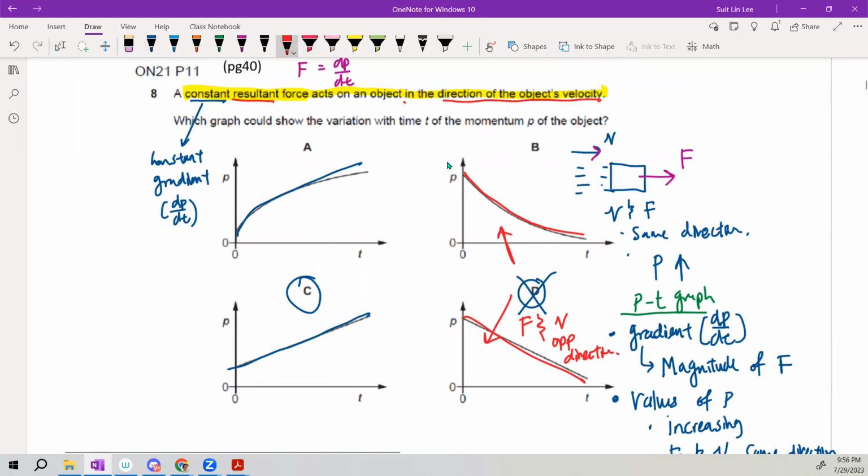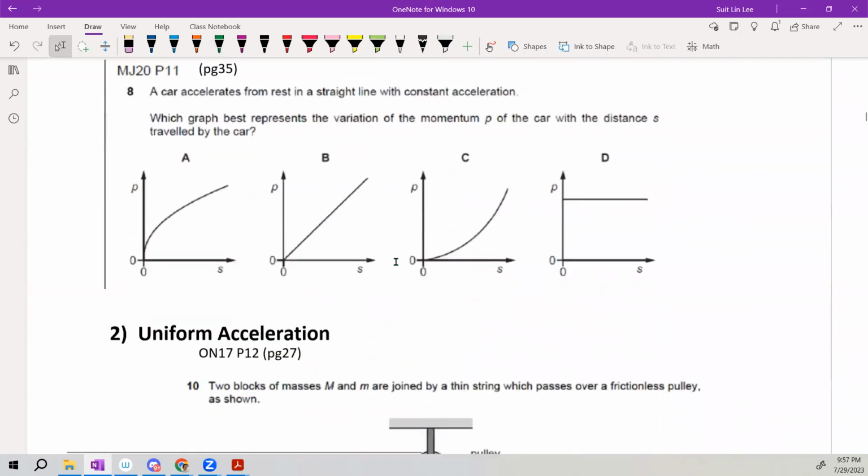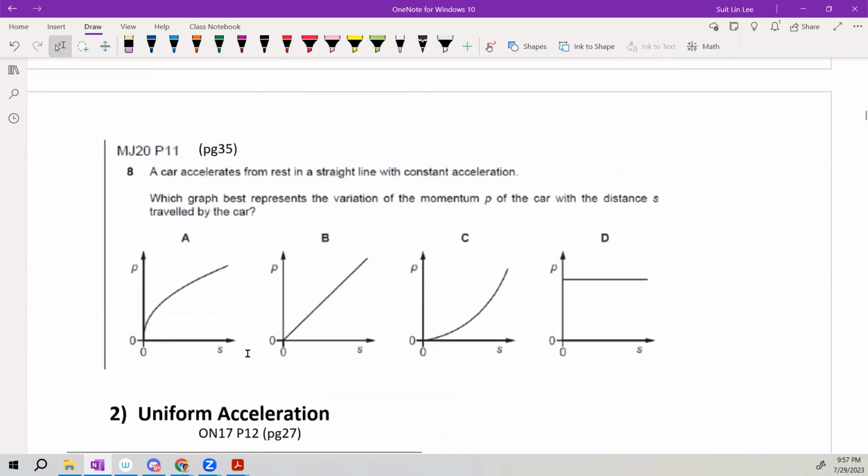So for example, this one says in the direction, so it's the same direction. So we expect the graph to increase. If it's against the direction, then we would expect the answer to be D. I think there's another year where it is against the direction. I don't know lah. There are so many of these questions just lying around. So yeah, you can do them on your own.